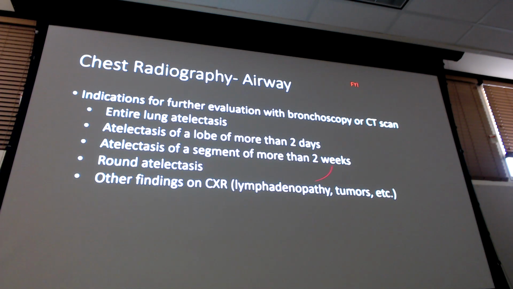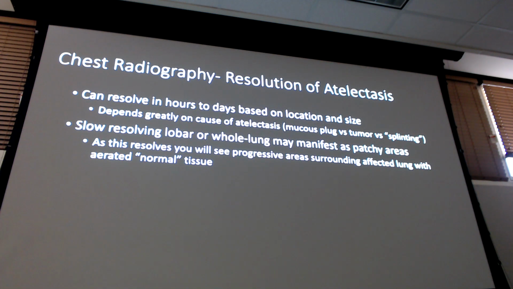Most atelectasis, I don't know what the plural is, most of them self-resolve. Most of them. Unless you hit these categories, then you need to do further evaluation. Oh, there it is. Hours to days based off of location and size.